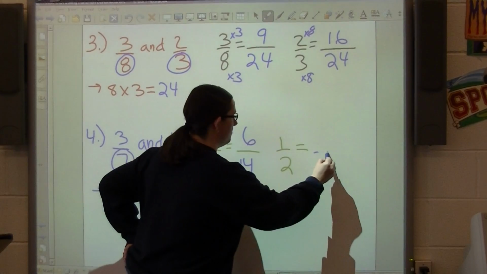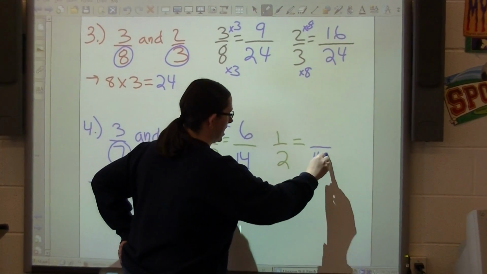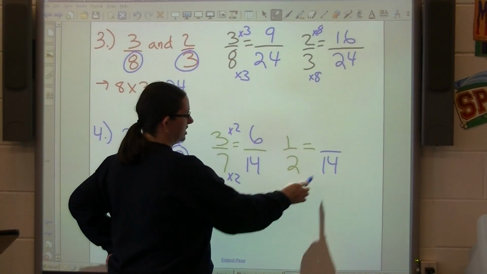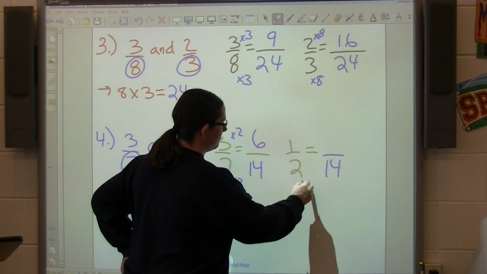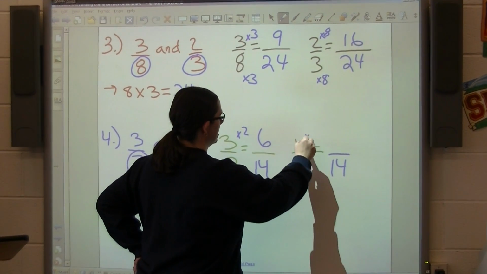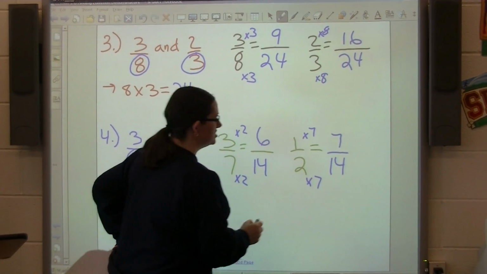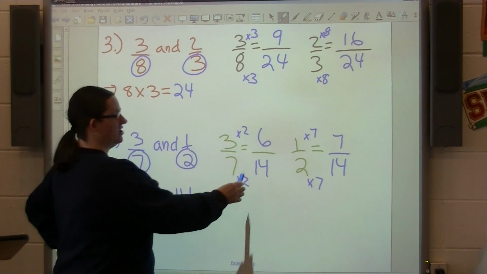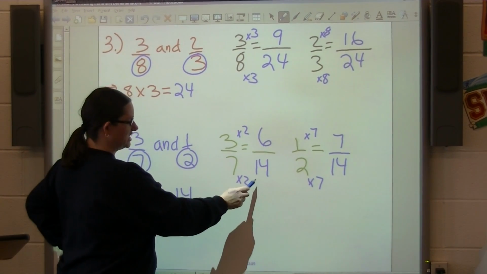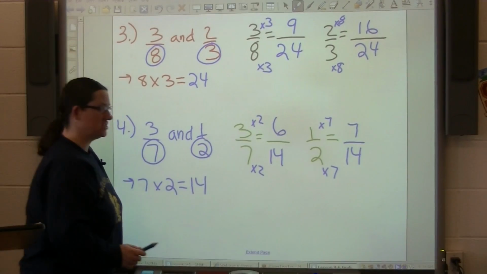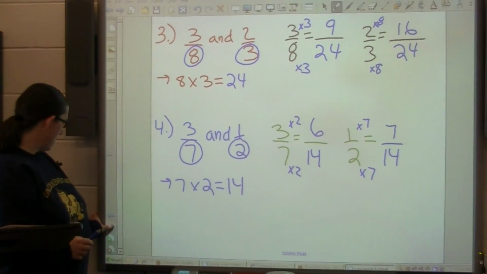Now we need to do the same for 1/2. We have to make it something out of 14. 2 times what gives me 14? Good, 7. And 1 times 7 gives us 7. So now our common denominator is 14. So you have 6/14 and 7/14. All right, good job, fifth grade.